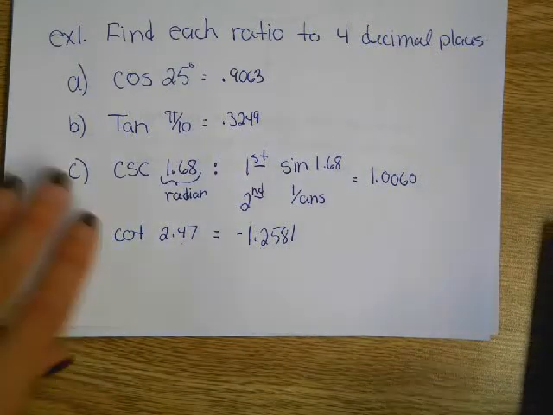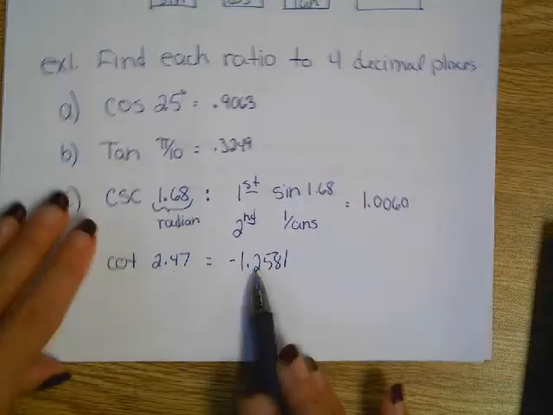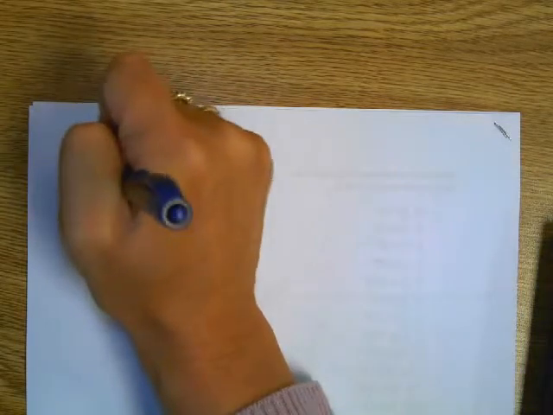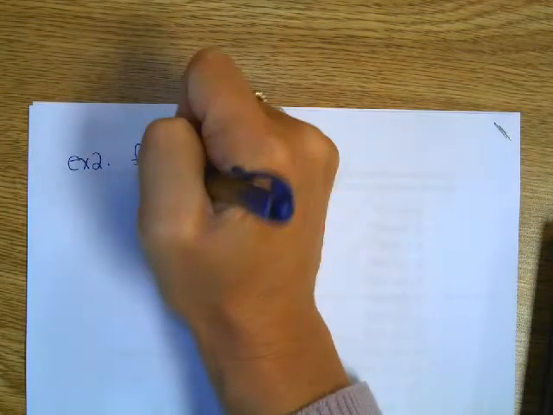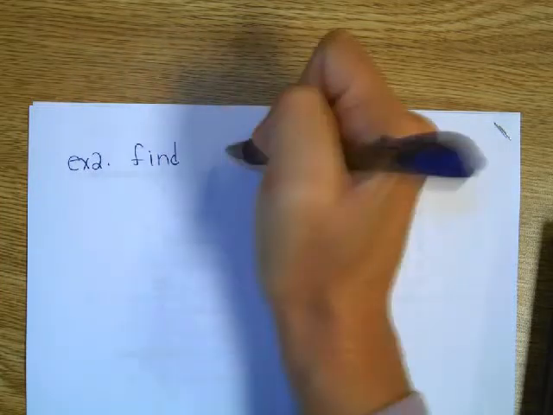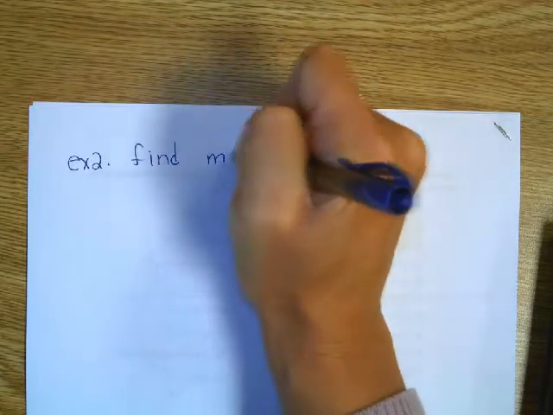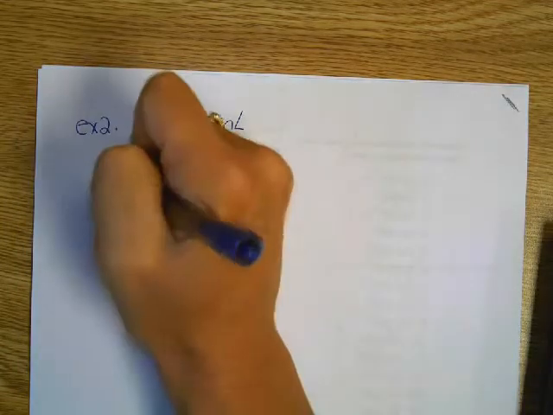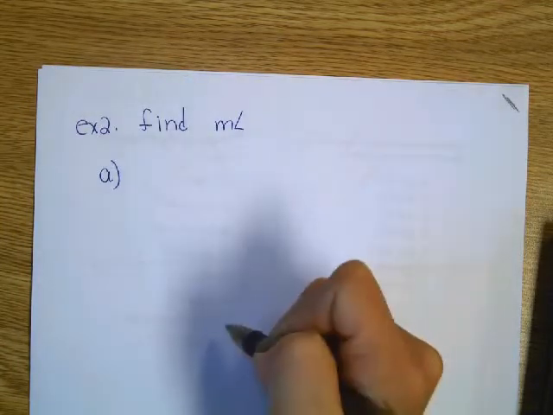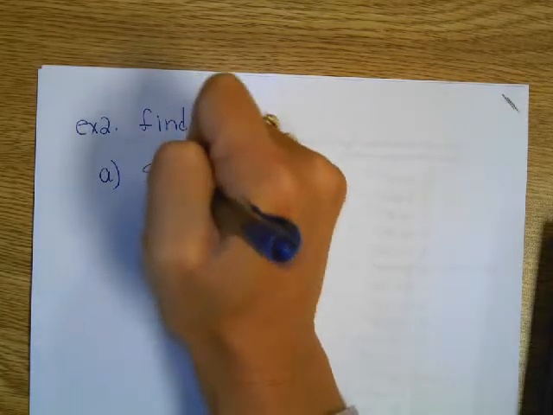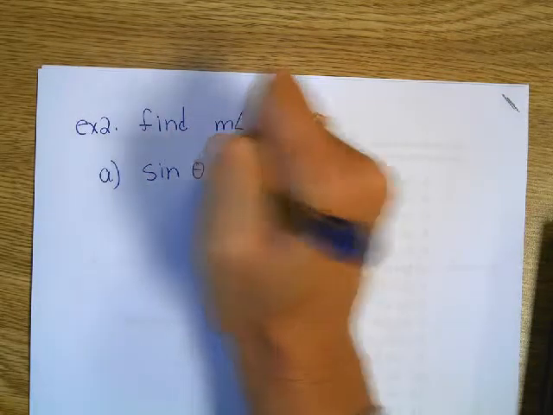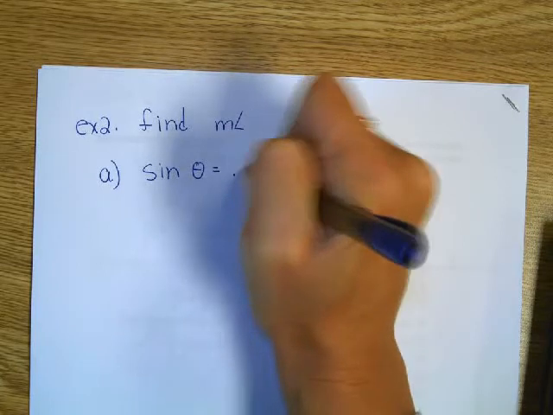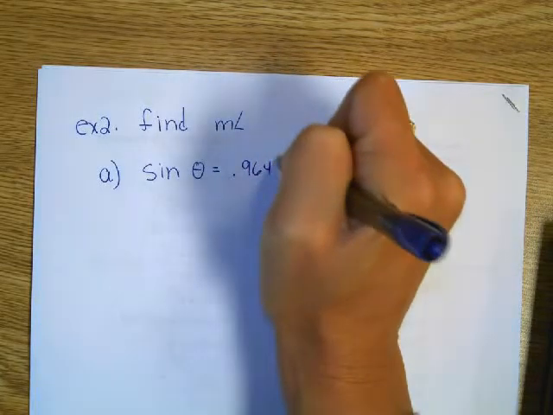The other thing you have to be able to do besides finding ratios is find angle measures. So number 2, find angle measures. The sine of some angle is 0.9641.